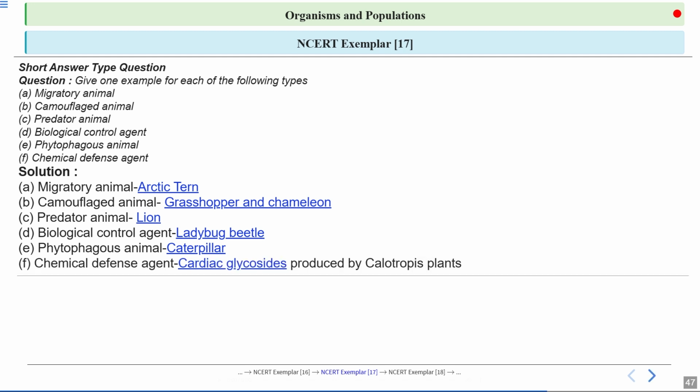Finally, let's discuss the chemical defense agent. The calotropis plant produces cardiac glycosides, which are chemicals that protect them from being eaten by herbivores. So this is an example of a chemical defense agent. Plants produce these chemicals as a defense mechanism. The cardiac glycosides make calotropis very bitter and this prevents herbivory.